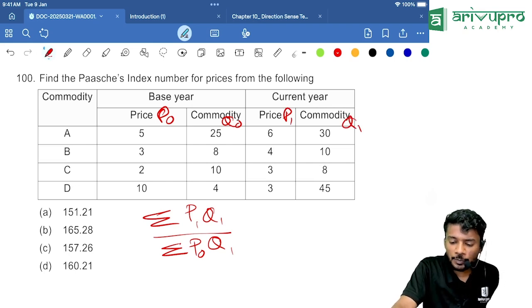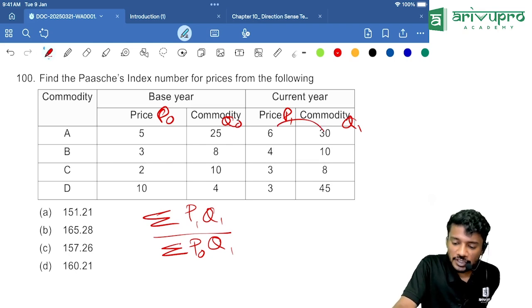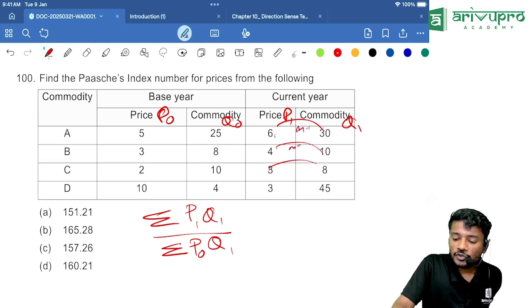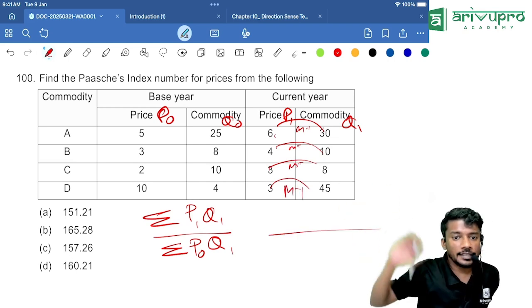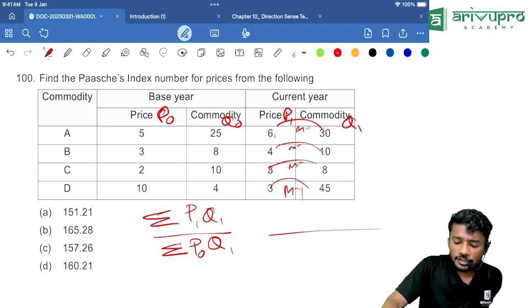Okay, how will you do it? P1 Q1 is how much? 6 into 30, 4 into 10, M plus. So 6 into 30, M plus 4 into 10, M plus 3 into 8, M plus 3 into 45, M plus. Then click MRC and find the numerator. Write it there. How much did you get? 379?